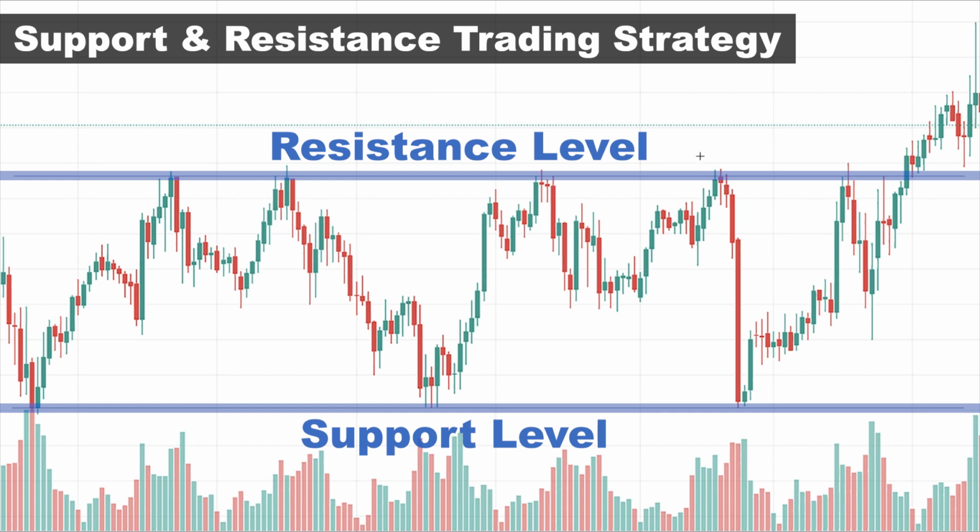And this is how a resistance level prevents prices from going higher. Correctly identifying and drawing support and resistance levels is very important. I have a guide on this, the link is also in the description of this video, and I recommend you watch it later if you're not familiar with identifying and drawing support and resistance levels.